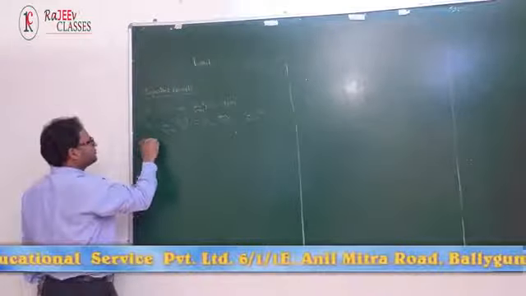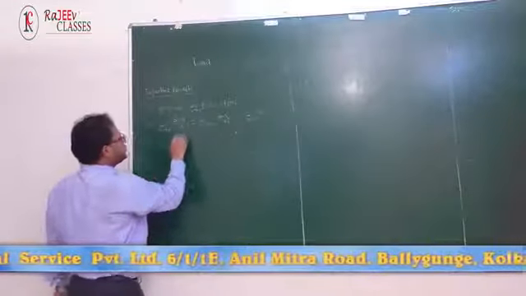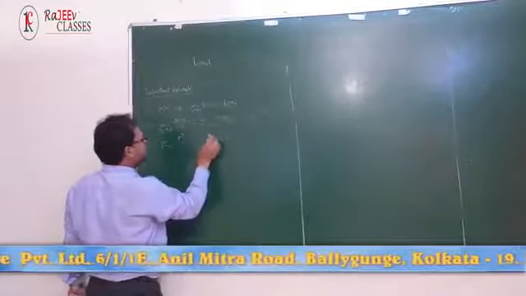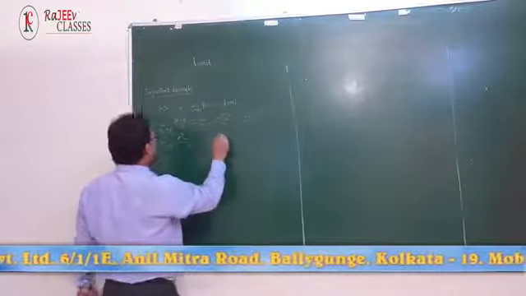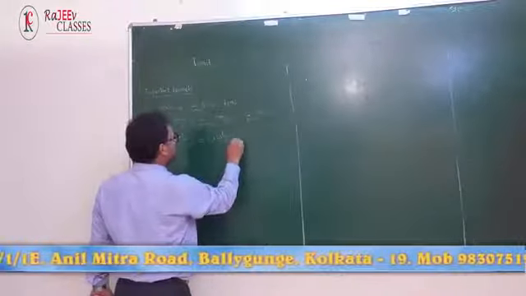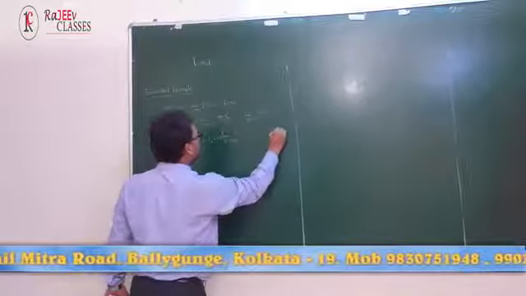Number 3, limit x tends to 0, (e to the power x minus 1) by x is equal to 1. And point number 4, limit x tends to 0, (a to the power x minus 1) by x is equal to log of a base e.